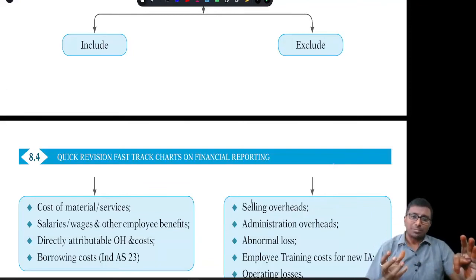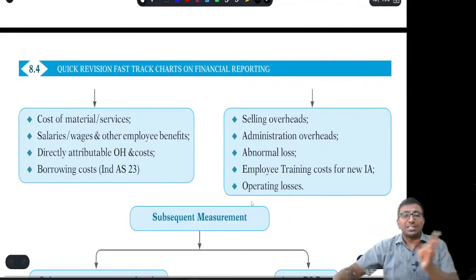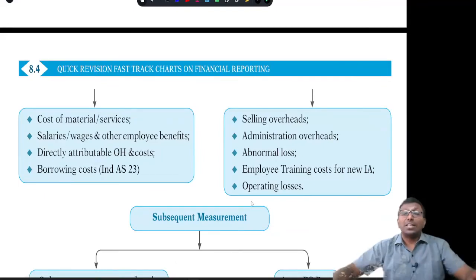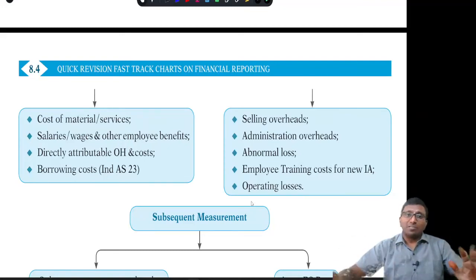If I had not taken up the development, I would not have incurred the expenditure, then it is a development expenditure, including borrowing cost. If you have taken any loan for the purpose of development, yes, that is a qualifying asset as per Ind AS 23. Exclude selling and distribution overhead, general administration, abnormal loss, training cost, and operating losses; these will never be part and parcel of the intangible asset under development.